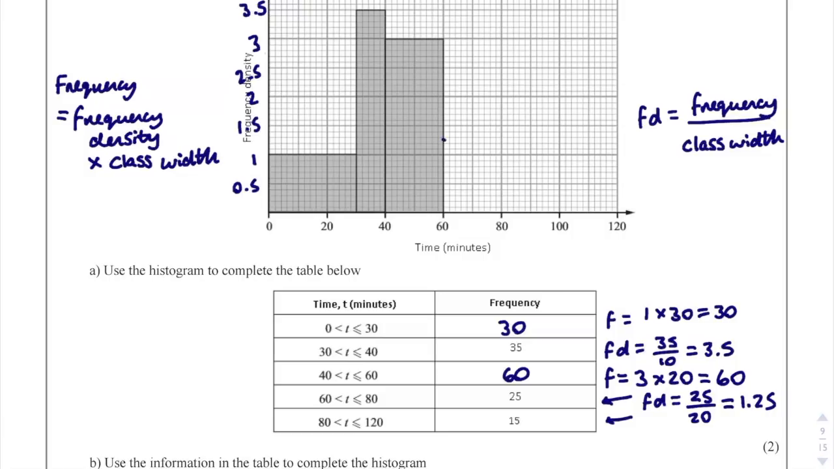So that is going to be roughly here. And I can shade this in.